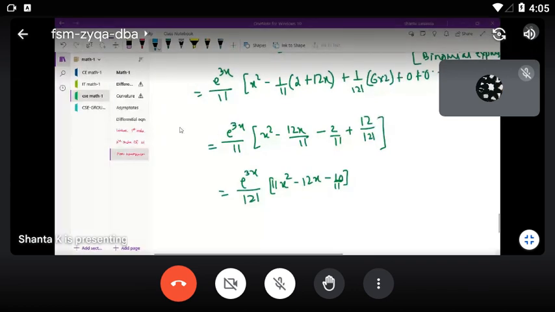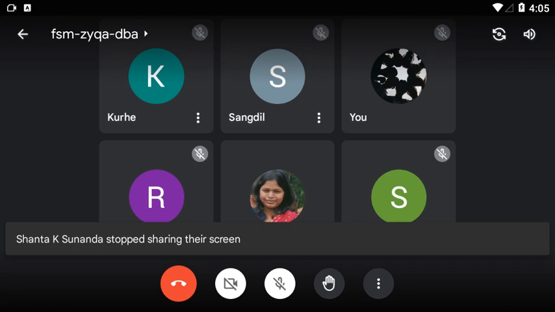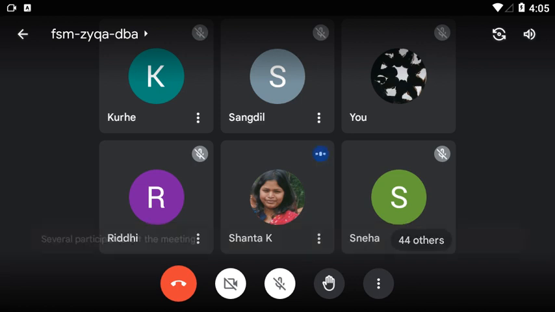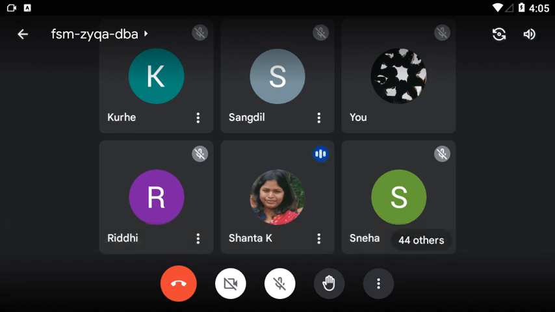Okay, then I'm ending the class. It's already time. You can do the questions if you want. It's exercise 5.2. Exercise 5.2, I'm writing it here. Few more formulas are there, and we will do them next class.